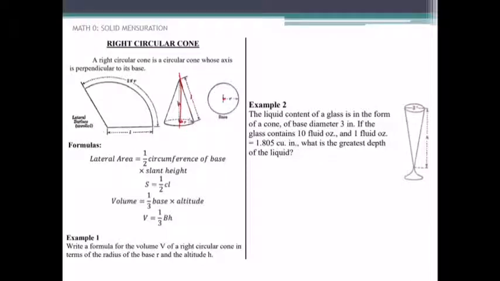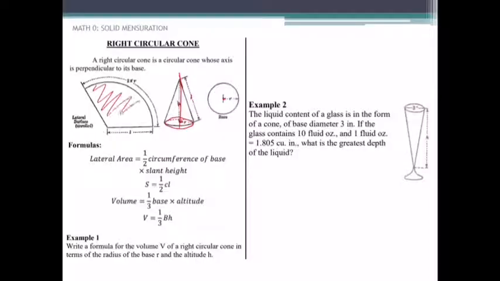The circumference of the base is 2 pi r. This one is laid out, the circle base. So this length is actually 2 pi r. That is the circumference of the base. So the lateral area, when we say the lateral area, is this area.